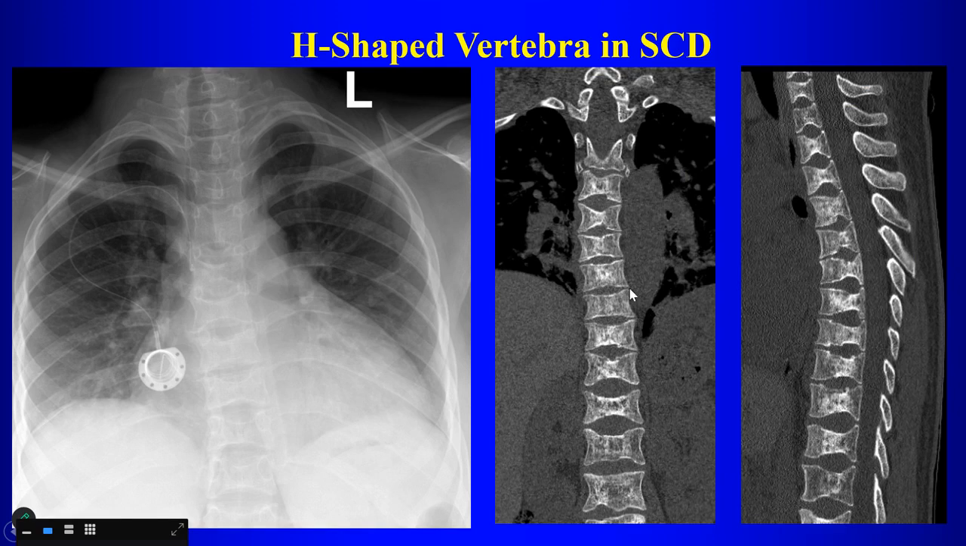And this is what it looks like on CT. Of course, pretty easy to recognize, especially if you're looking at a sagittal CT. So not only do you have H-shaped vertebra, but you also have this kind of sclerotic modeling of the bones, right? The sclerotic bony changes are also typical of sickle cell disease.